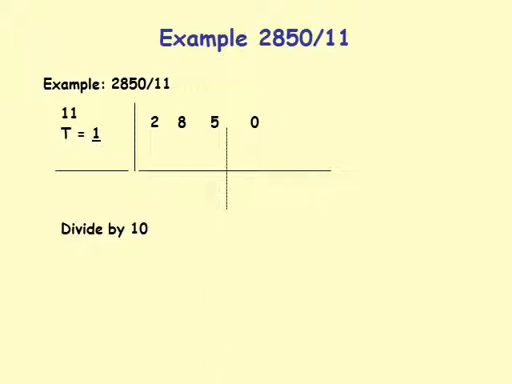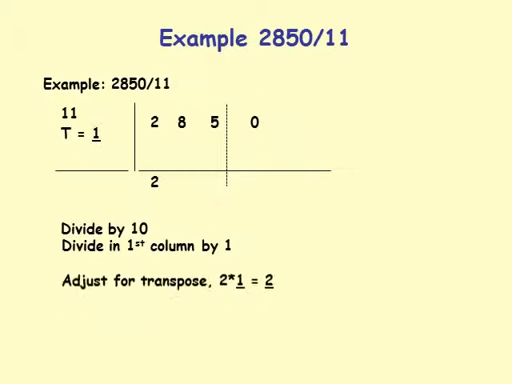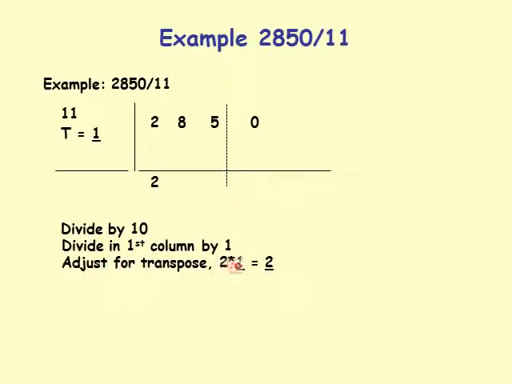Let's continue here. Divided by 10, that's our usual first thing we do, the first division. When we divide 2850 by 10, I have 285 as the quotient and 0 as the remainder. Now we divide by the second division, which is 1, on the first column. So 2 divided by 1 is 2. So we got 2 as the first quotient digit here.